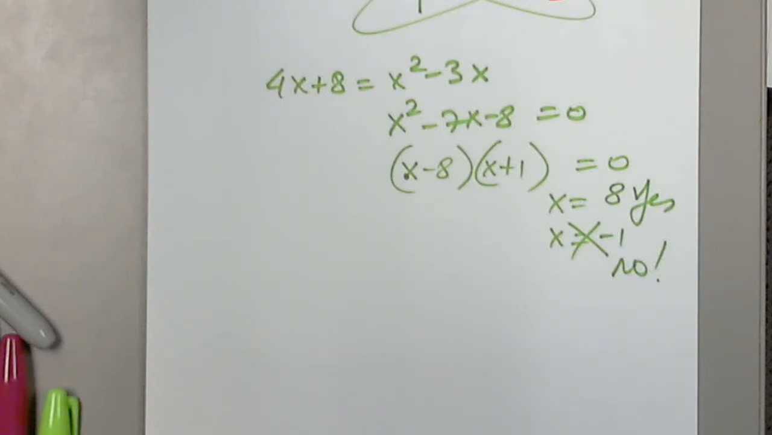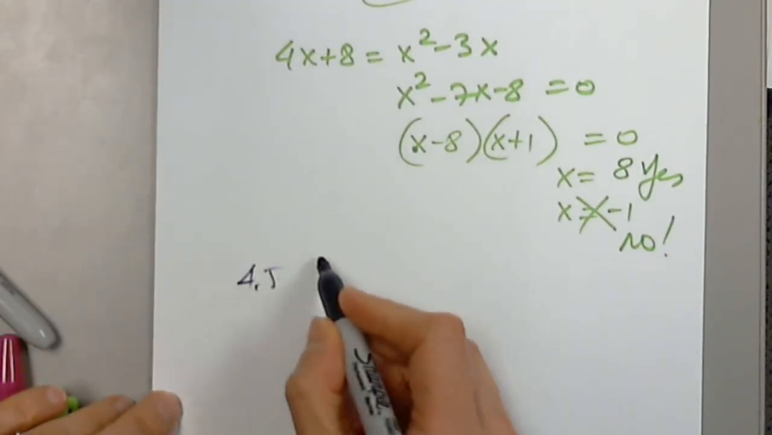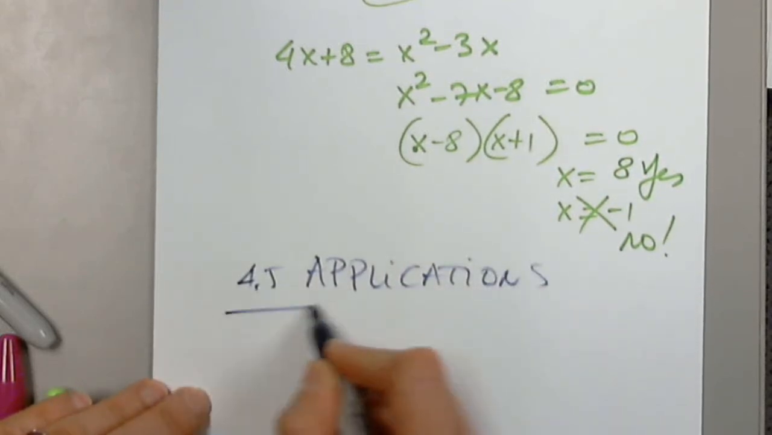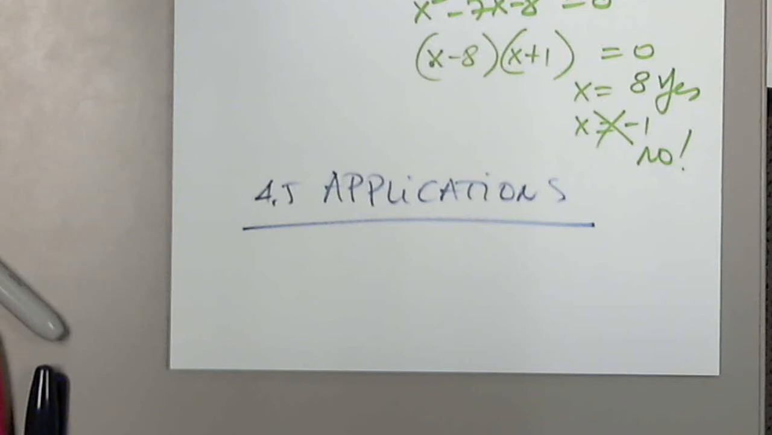Right. Good. And the last section of this chapter deals with applications. So this is 4.5, applications. This is the last one in chapter 4, and then we will look at systems of linear equations in 2 variables, 3 variables, and matrices. Okay, applications. There are basically 3 different groups here.